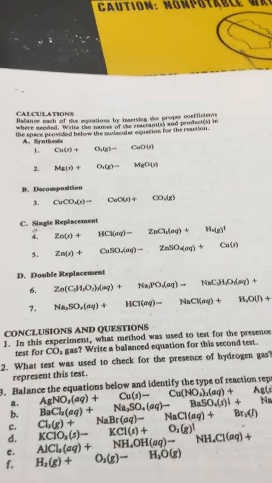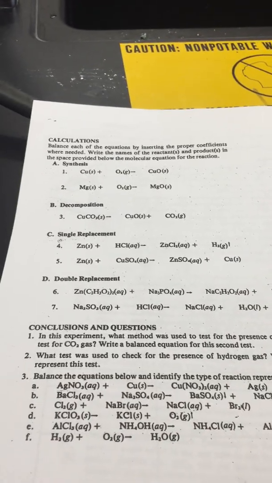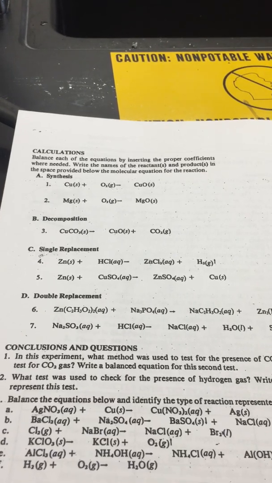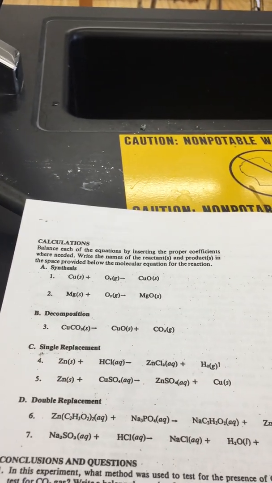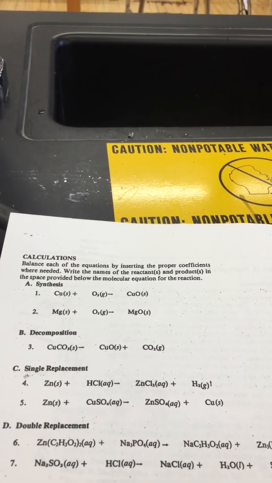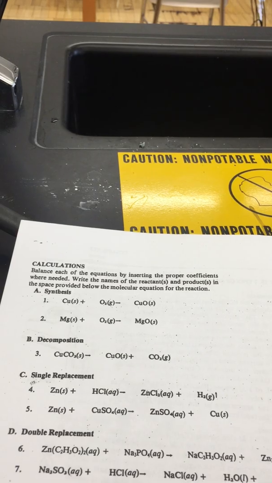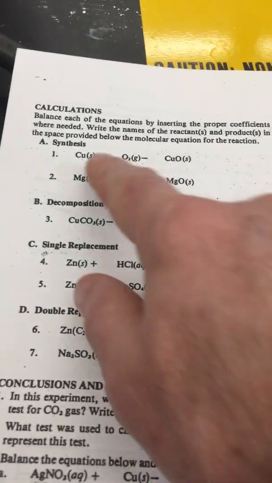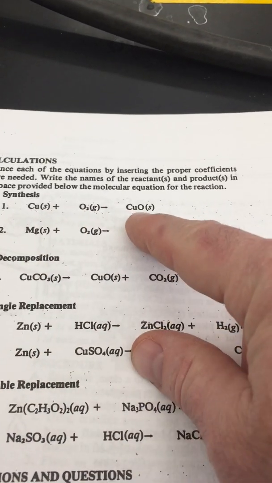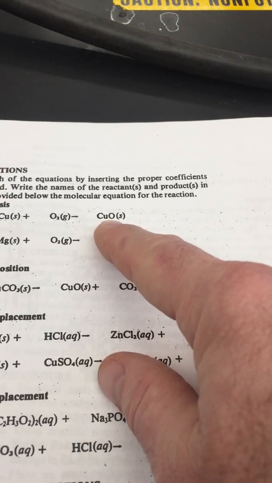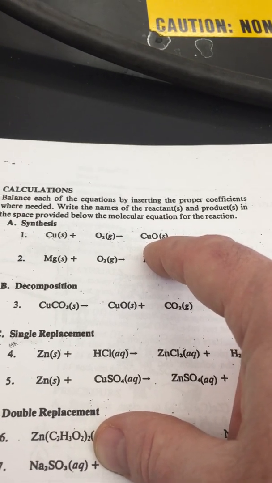This part here, the back page where all the calculations are and the questions, it's going to take you some time to get through that because, especially in the calculations part, it says balance each of the equations by inserting the proper coefficients where needed. Write the names of the reactants and products in the space provided below the molecular equation for the reaction. So for each one of these, you've got to write what each one is. There's copper plus oxygen makes copper 2 oxide, for example. Okay? You have to balance this out, which we know how to do now.